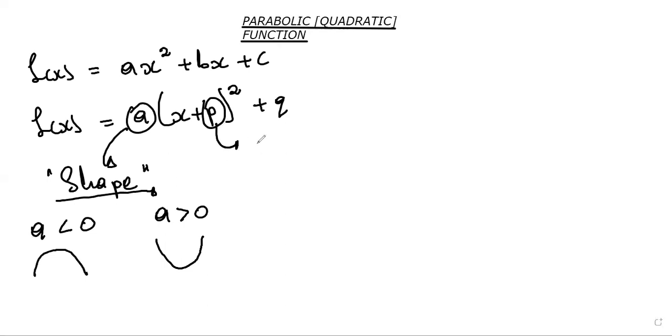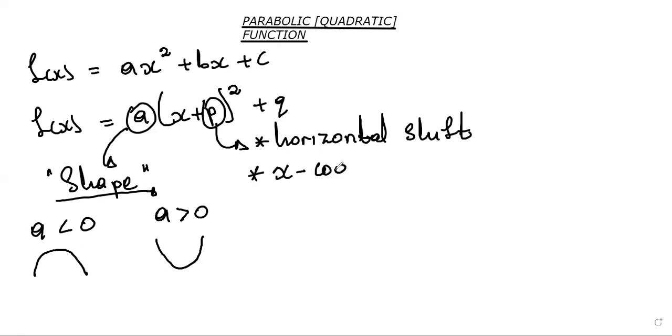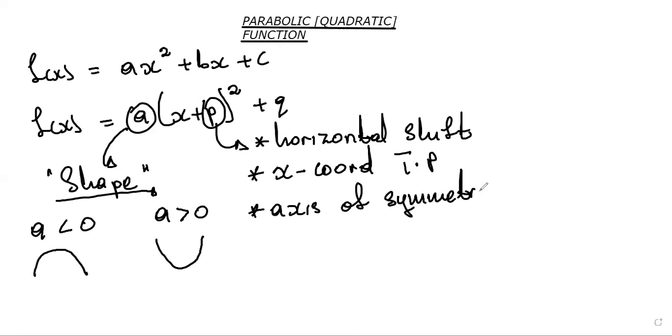So p is going to tell you three things. The first thing is the horizontal shift. By how many units did we move this graph, either to the left or the right? So it's a horizontal shift. It's also going to tell you information about the x coordinate of the turning point. And it's also going to tell you information about the axis of symmetry. So that's what you should know.